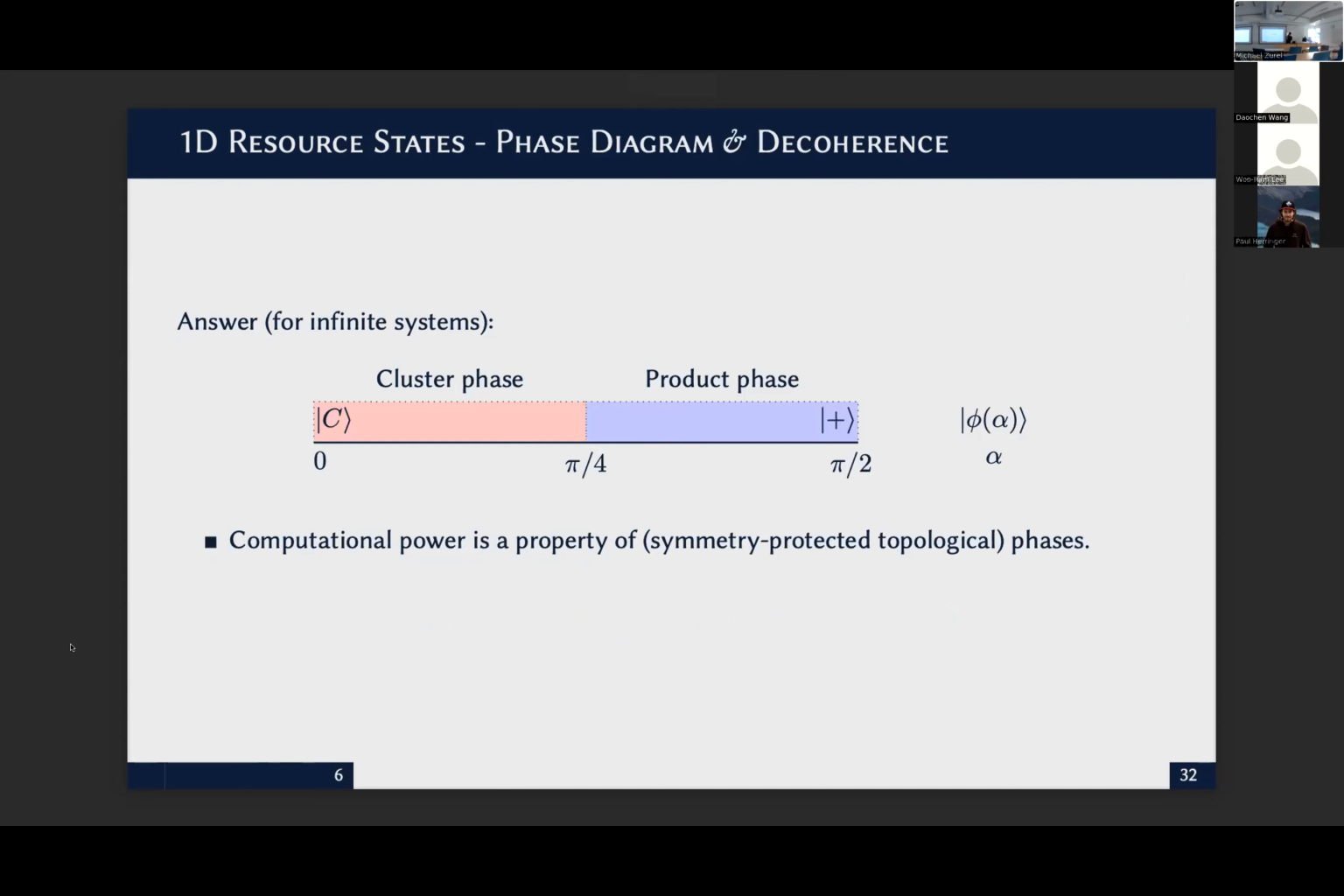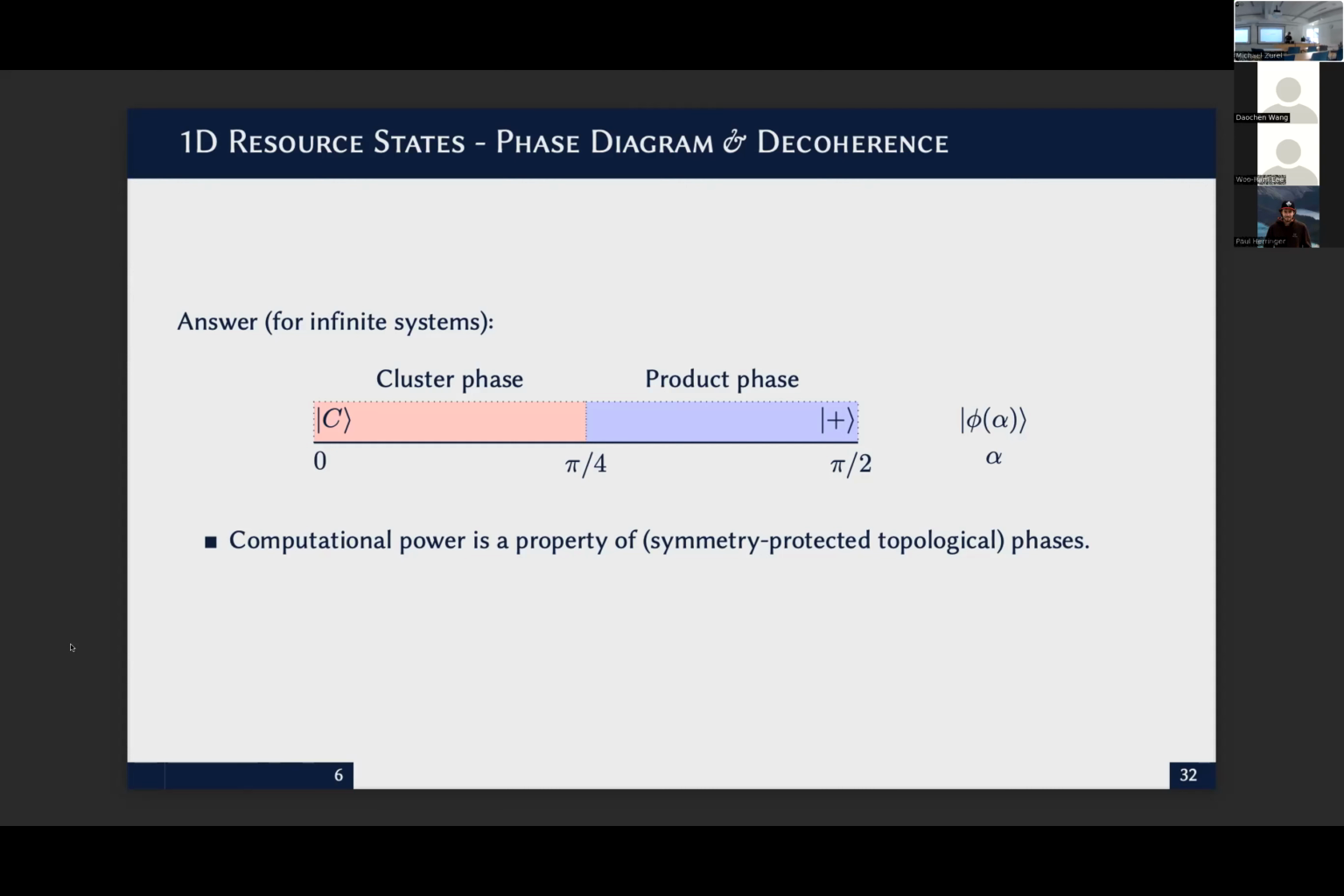And in the infinite limit, this question has a well-defined answer, and it turns out that the states split off into a phase of computationally universal states and a phase of computationally useless states. And this is a general result that shows actually that computational power is not just a property of certain special states, such as the cluster state, but is in fact a property of a whole computational phase, in particular, a symmetry-protected topological phase of matter.